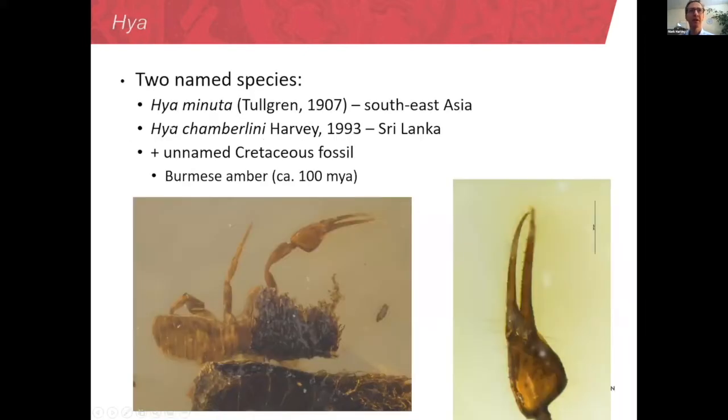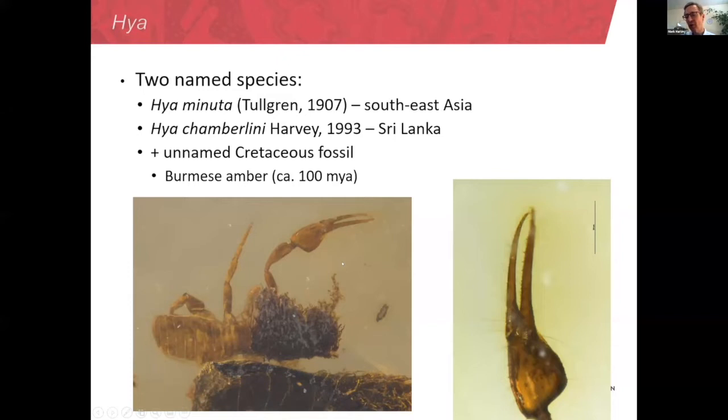But just to recap on the genus Hya and the age of the family, we've got the two described species from Southeast Asia and Sri Lanka, but we're also aware of an unnamed Cretaceous fossil from Burmese amber. This is an image of the specimen here, and apart from it being a little bit larger than the two species that are extant today throughout Asia, and a slightly different dentition of the teeth on the chela, that's the chela, the pedipalp that I'm pointing to there, it's virtually identical to the modern fauna.